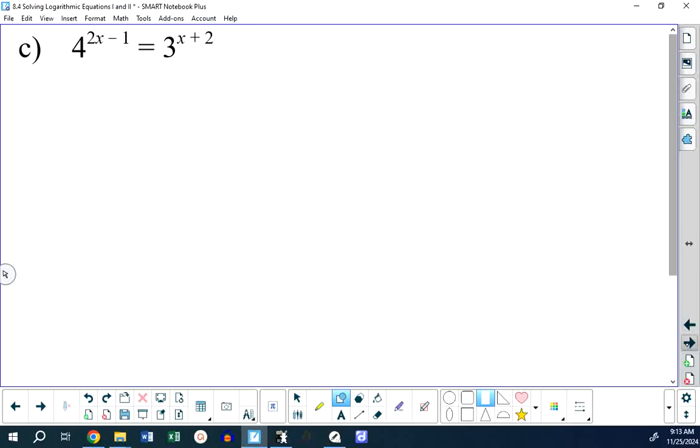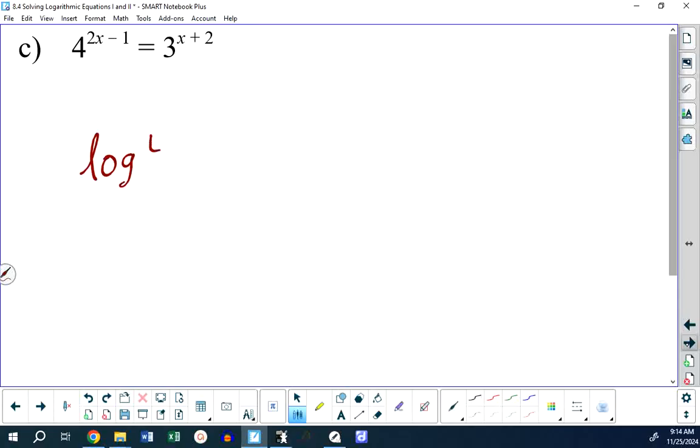All right, this is kind of a beast of one. It gets worse. I shouldn't have said it that way. There's one more type of question that can be even more complicated, all right? But this one is pretty complicated. I cannot write 4 and 3 using the same base, but I can take the logarithm of both sides so that I can move the exponents out in front, okay?